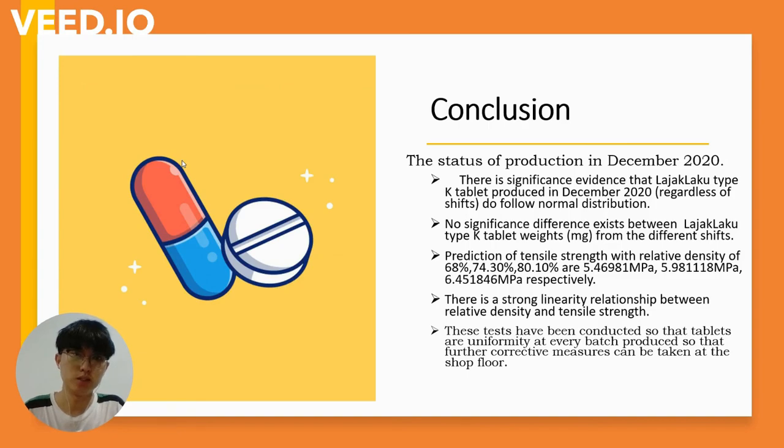The predicted tensile strength with a relative density of 68%, 74.3%, and 80.1% are shown as below. There is a strong linear relationship between the relative density and tensile strength. This test has been conducted so that the tablets are uniform in every batch produced, so that further corrective measures can be taken at the shop floor.